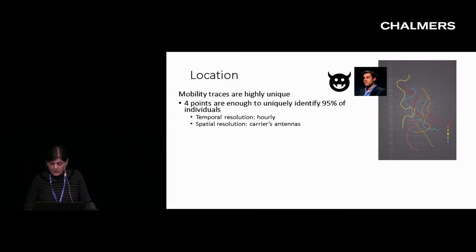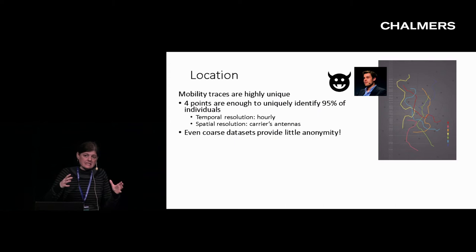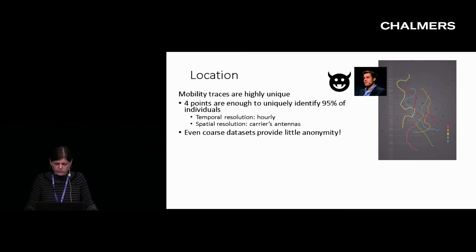And even with that, if you make it even coarser, the uniqueness doesn't go away. You lose the utility of the data, you have to blur it very much, and you're still not really achieving much in terms of removing this uniqueness. So this is extremely problematic, because a lot of data sets, of course, have location in them.